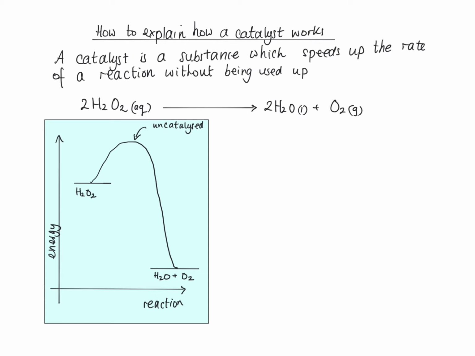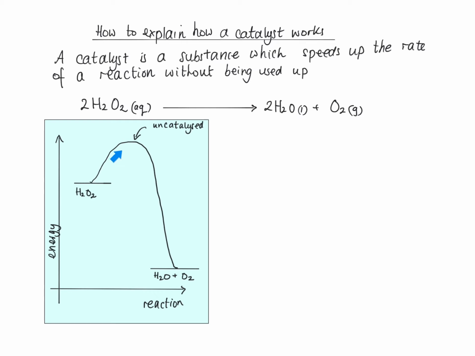So if you plot the energy versus reaction, what you find is that first of all you need to put energy into the reaction to break the bonds in the peroxide, so the energy goes up, and then as the bonds reform they give out energy, and so the amount of energy goes down. This path here is for the uncatalyzed reaction.